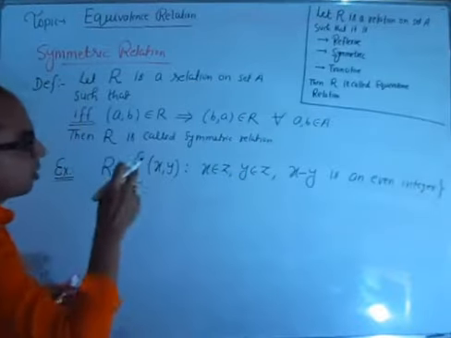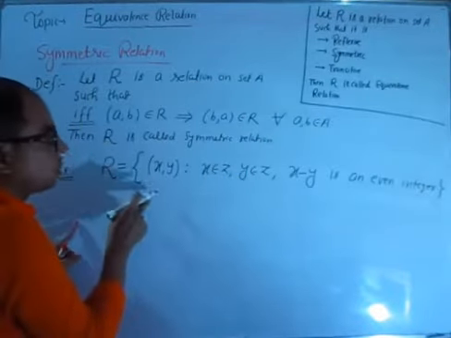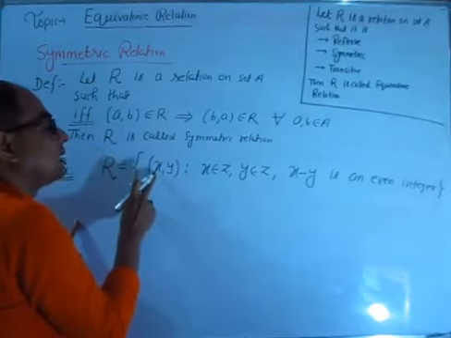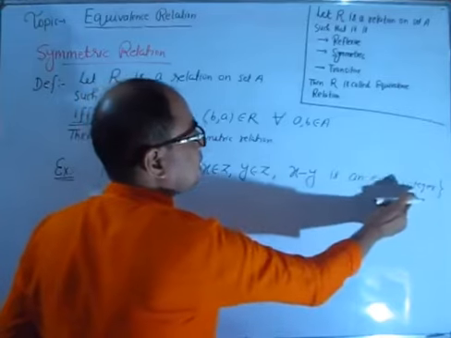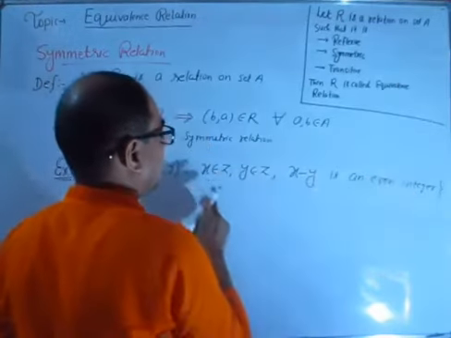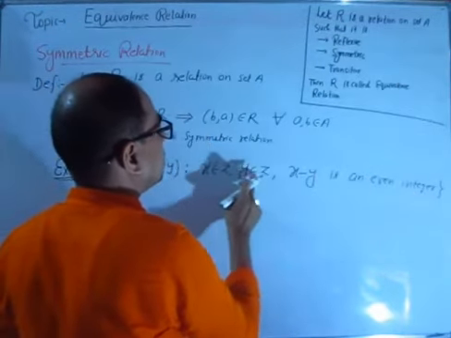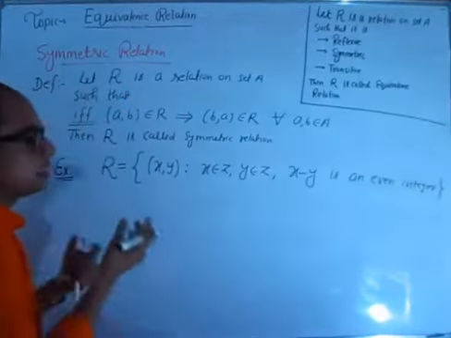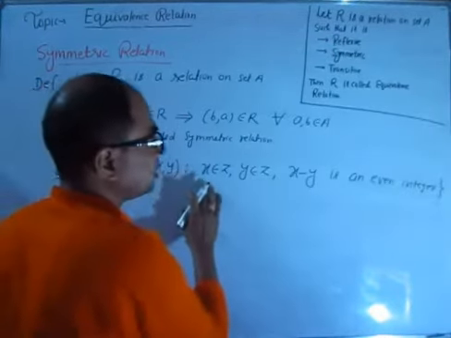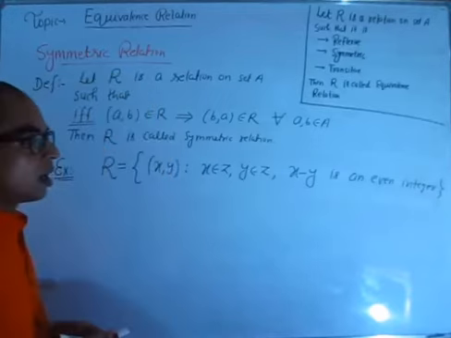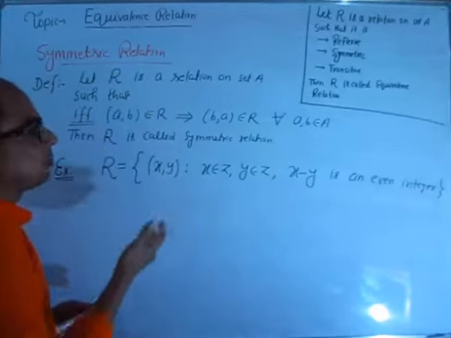So here, what is given in the question? X is related to Y if X minus Y is an even integer. Clear? And X and Y both belong to the set of integers. So here the set of integers is given. Now this relation is given in set builder form, and we have to prove that it is a symmetric relation.